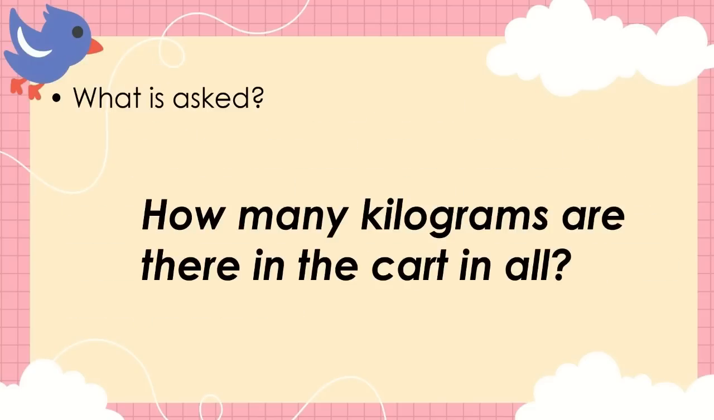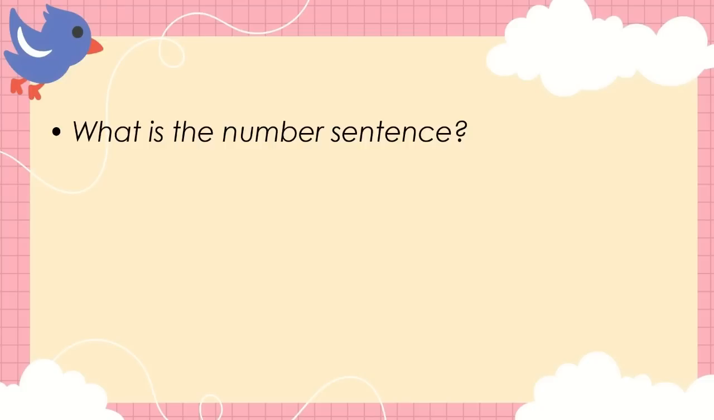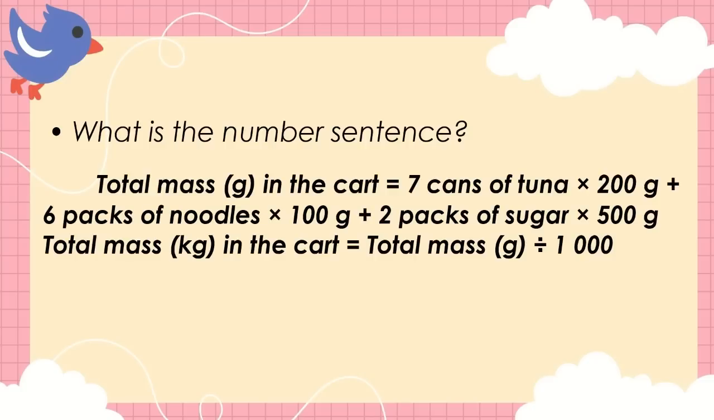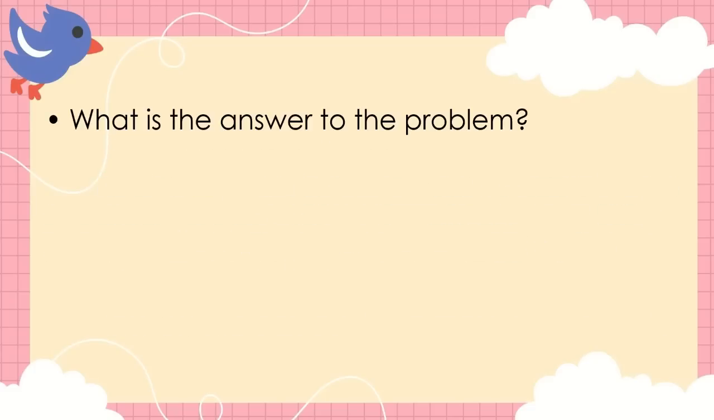What is asked? How many kilograms are there in the cart in all? What is the number sentence? Total mass in gram in the cart equals 7 cans of tuna times 200 gram plus 6 packs of noodles times 100 gram plus 2 packs of sugar times 500 gram. Total mass in kilogram in the cart equals total mass in gram divided by 1000.